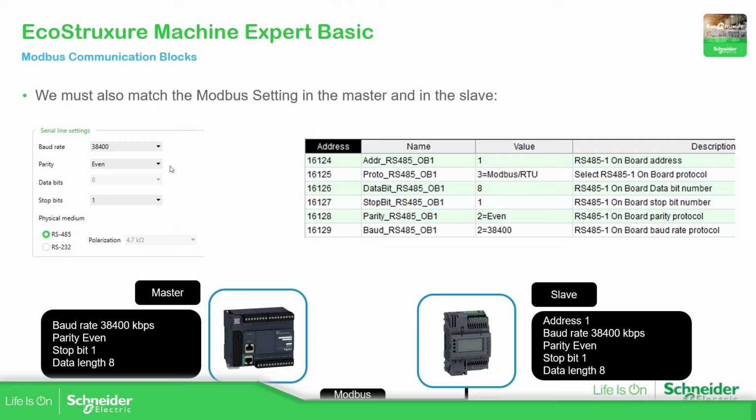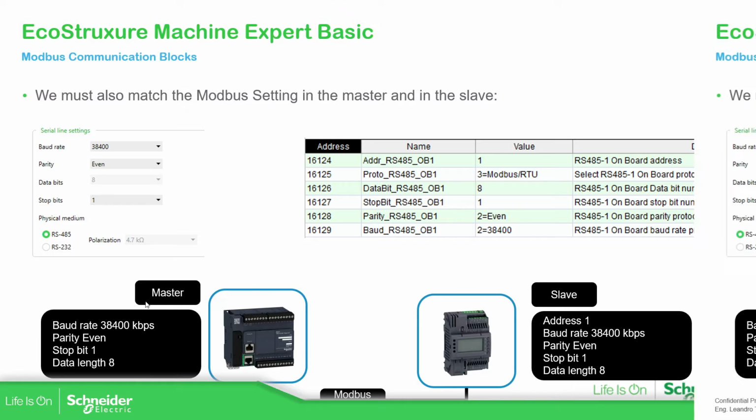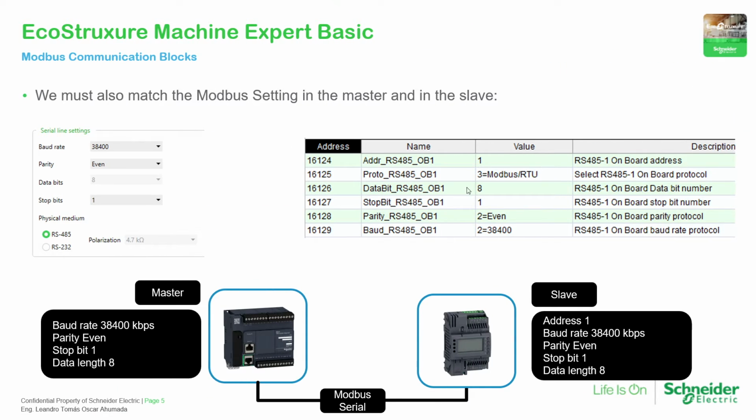This is the thing that we need to match in those devices in order to communicate. Once we have configured it as a Modbus serial line, we need to configure this, which I have already predefined. And this is the configuration on the other side, just to show you.